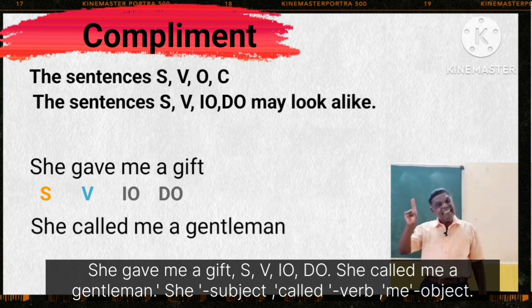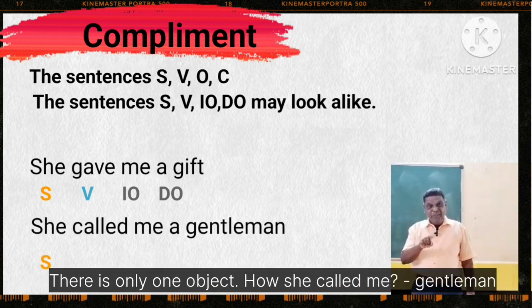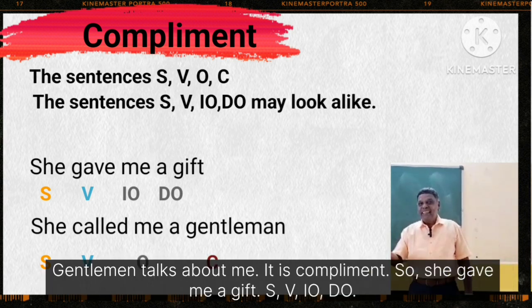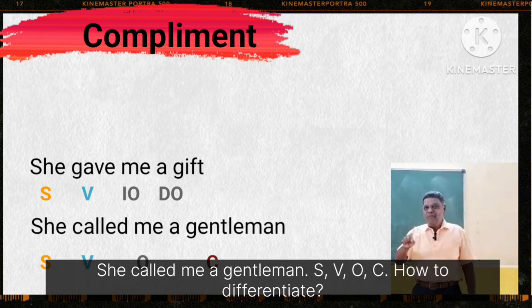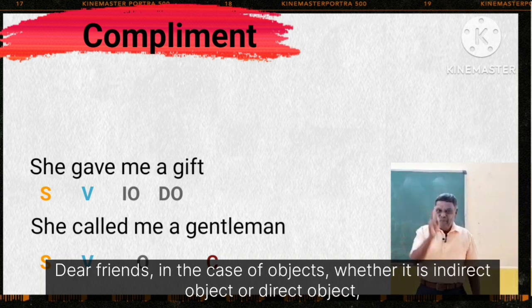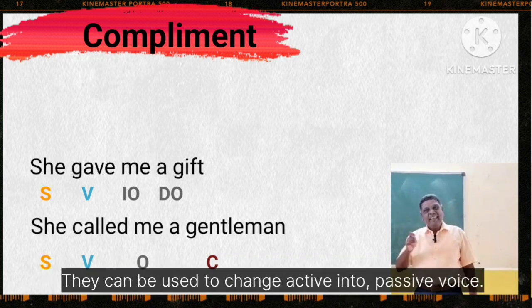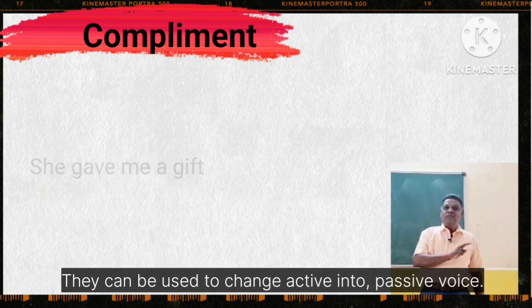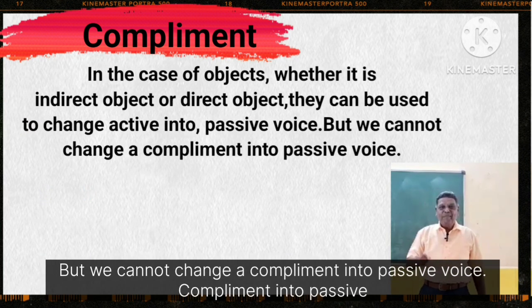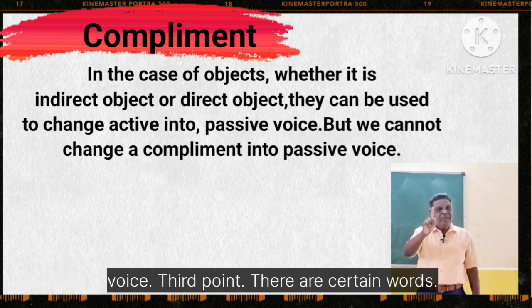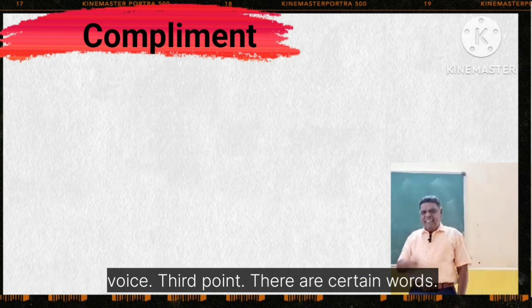She called me a gentleman. She is the subject, called the verb, me the object. There is only one object. How did she call me? A gentleman. Gentleman talks about me, so it is a complement. So she gave me a gift is SVIODO, and she called me a gentleman is SVOC. How to differentiate them? Dear friends, objects, whether indirect or direct, can be used to change active into passive voice, but a complement cannot be changed into passive voice.